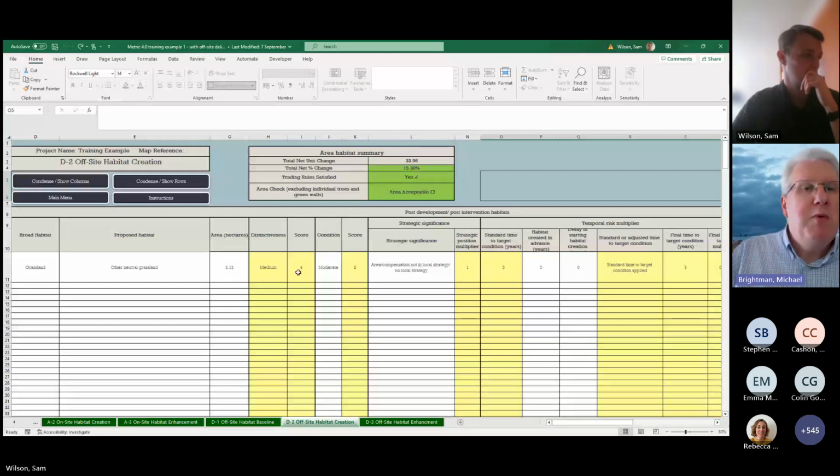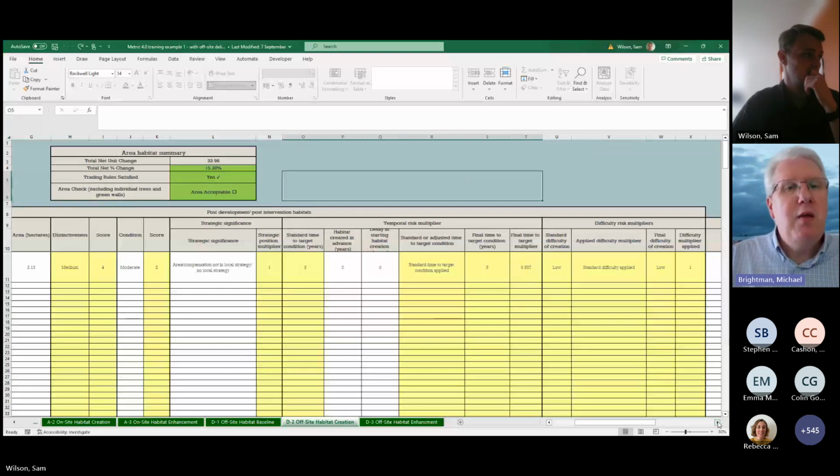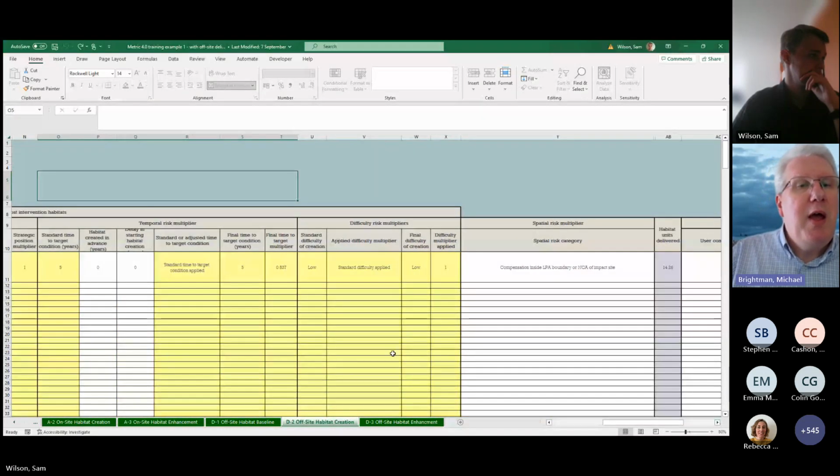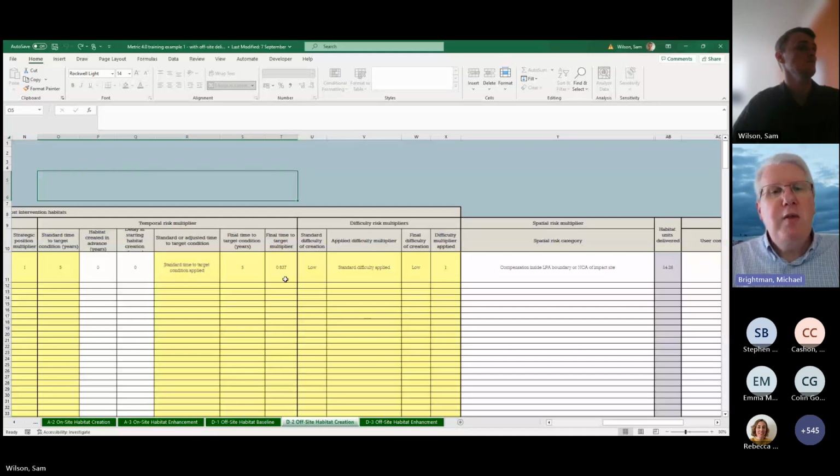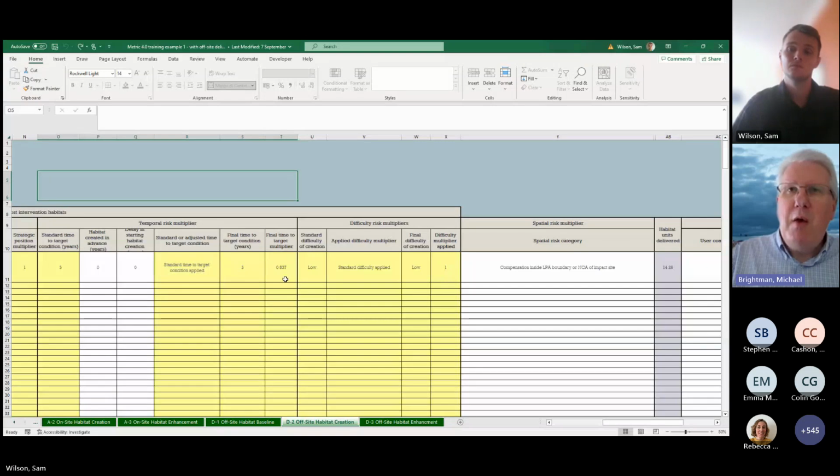And you'll see that we're proposing to create other neutral grassland, and you'll notice that the area matches 2.13 hectares, and we're saying that in 30 years we will reach moderate condition, and that there's no strategic significance, a multiplier of 1. But you'll see a couple of other multipliers. You'll see in the yellow cells that time to target condition for a neutral grassland is 5 years. And you'll also see a multiplier for that, which is below 1. So where you've got a multiplier below 1, it reduces the amount of units. And the reason it does that is because if this had been a habitat loss with unit value, then in those intervening years 1, 2, 3, and 4, until it reaches target condition, you're not providing the full amount of benefit to nature.